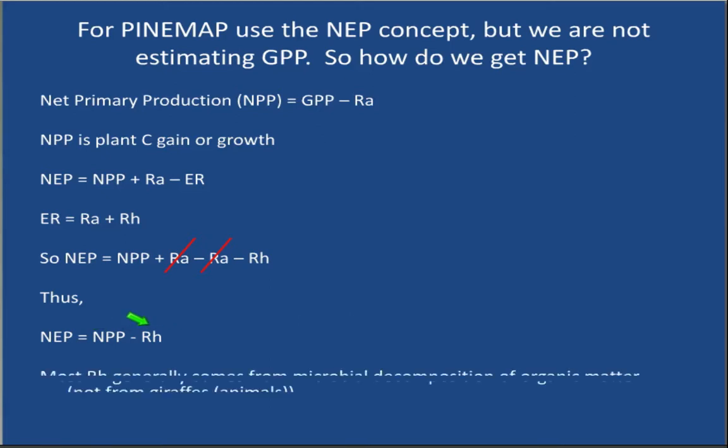An important point that I want to make is that most heterotrophic respiration comes from the microbial decomposition of organic matter, not from giraffes or animals generally. In a few cases, if you have a severe insect outbreak, a gypsy moth type event, then you can have significant heterotrophic respiration coming from insects, and large animals in the Serengeti, of course, eat a lot of plant growth. But in forests, especially pine forests, animals are not considered important.